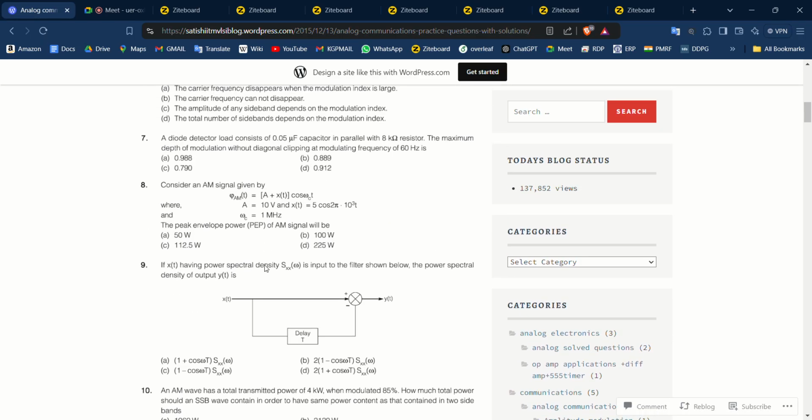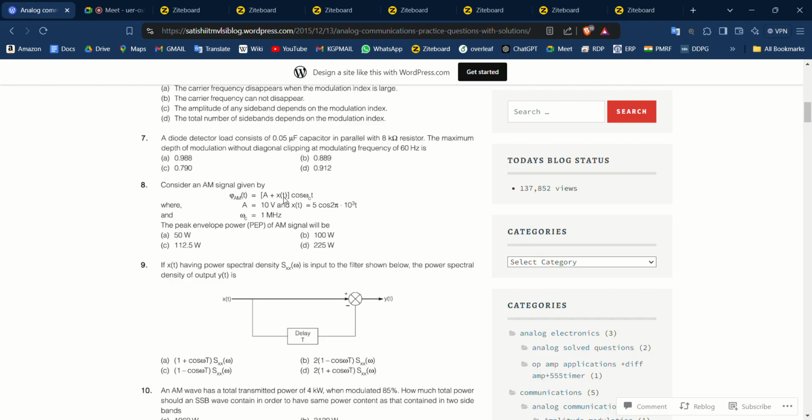Now consider an AM signal given as phi AM(t) is equal to (A plus x(t)) cos omega c t, where A equal to 10 volt and x(t) is 5 into cos 2 pi 10 to the 3 t and omega c is 1 megahertz. So the peak envelope power of the signal will be. So here we have a standard AM signal where there are some values of the carrier amplitude, carrier frequency, and message amplitude and message frequency. So some typical values are given.